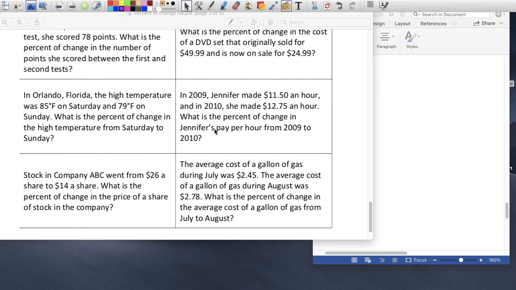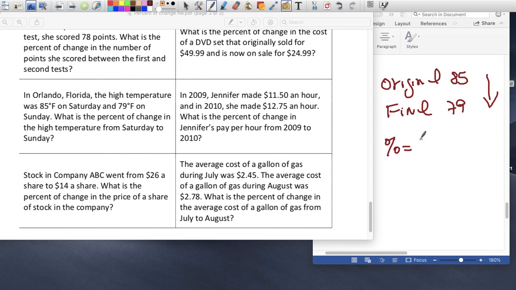Which one am I doing now? I think I'm doing the Florida. In Orlando, Florida, the high temperature was 85 on Saturday and 79 on Sunday. What was the percent of change? So it was a little bit warmer on Saturday. So the original was 85 degrees. The final is 79. Did the temperature go up or down? Down, right? So we're going to have a negative number.